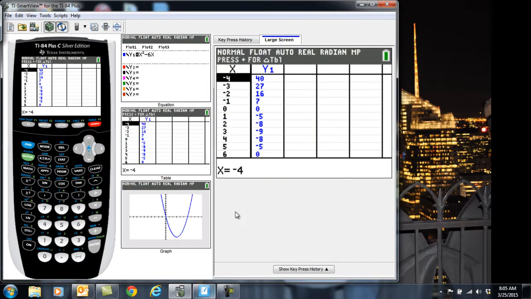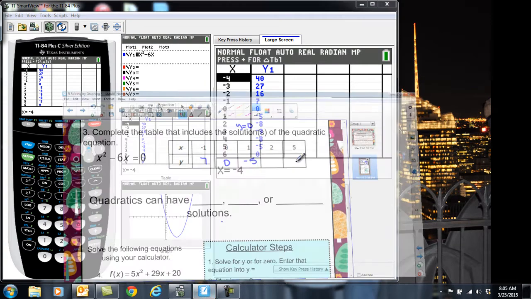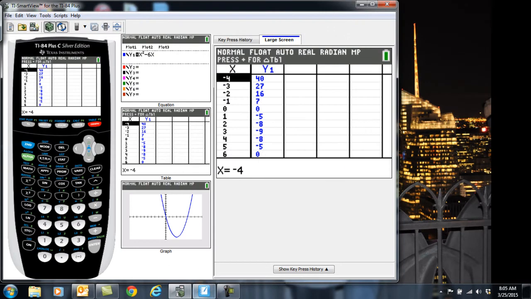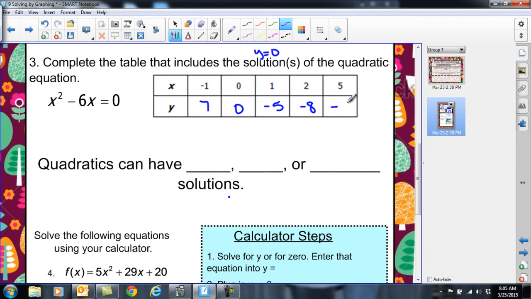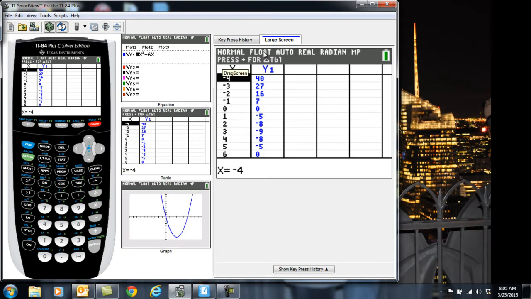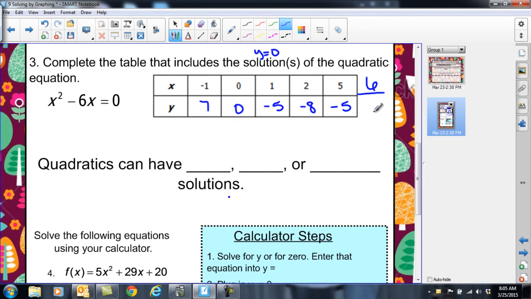When x is 2, y is -8. And when x is 5, y is -5. I'm also going to add an extra value here for the 6, because I can see by looking at my calculator that when x is 6, y equals 0, which tells me that's going to be the other solution. So it crosses the x-axis twice, once here and once here.